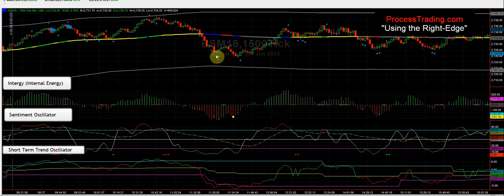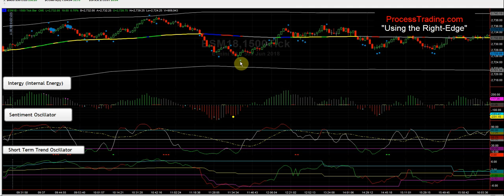Maybe you would have got out here, but if you waited till the sentiment oscillator and the momentum line had crossed through the sentiment line, which is a sure sign that price is changing, then that would have been 13 points.